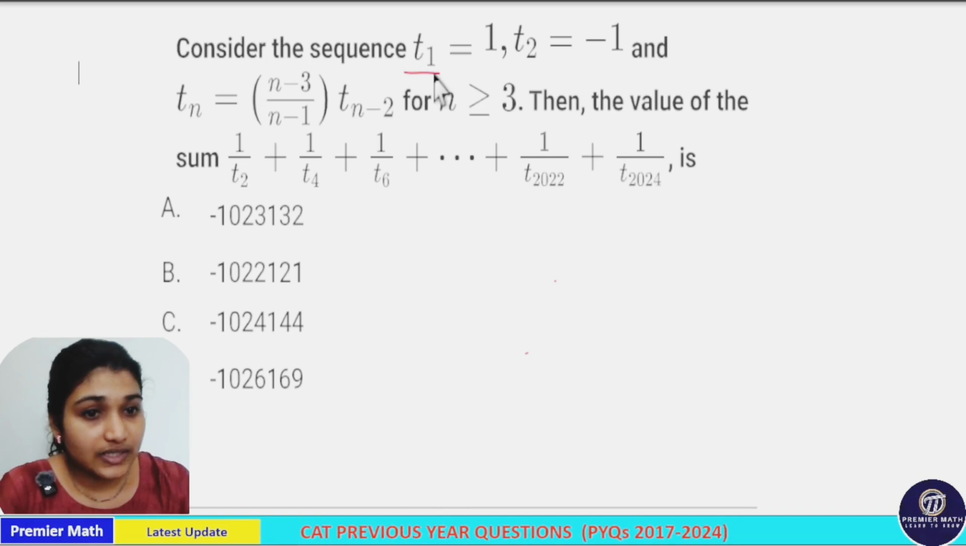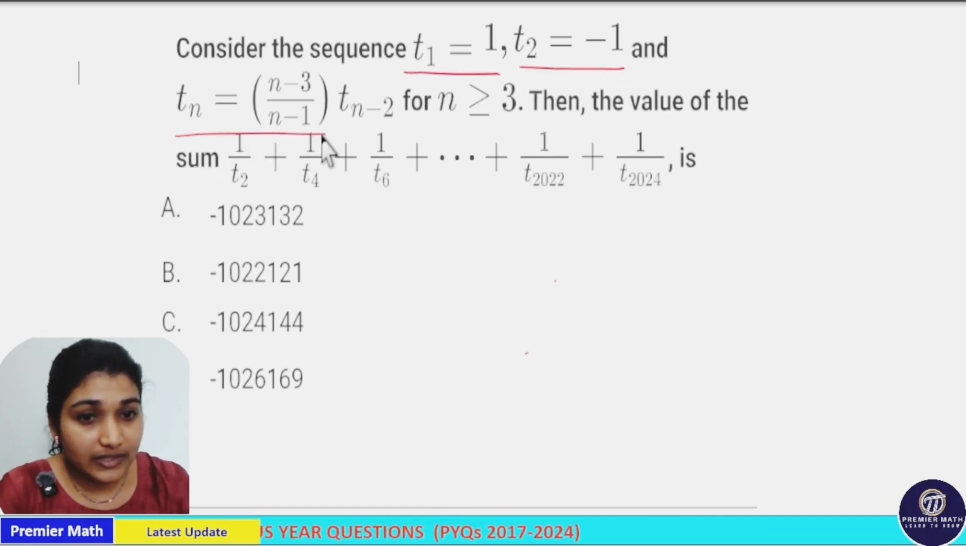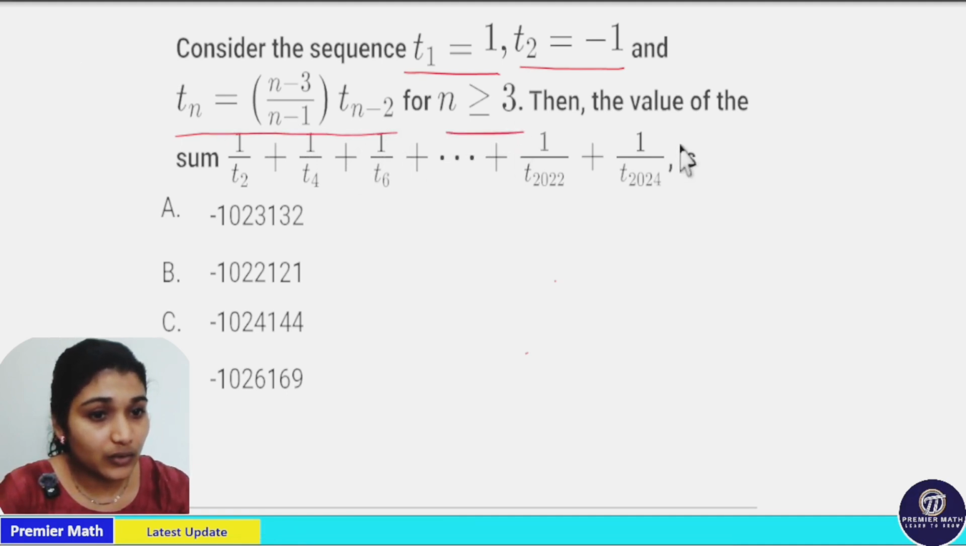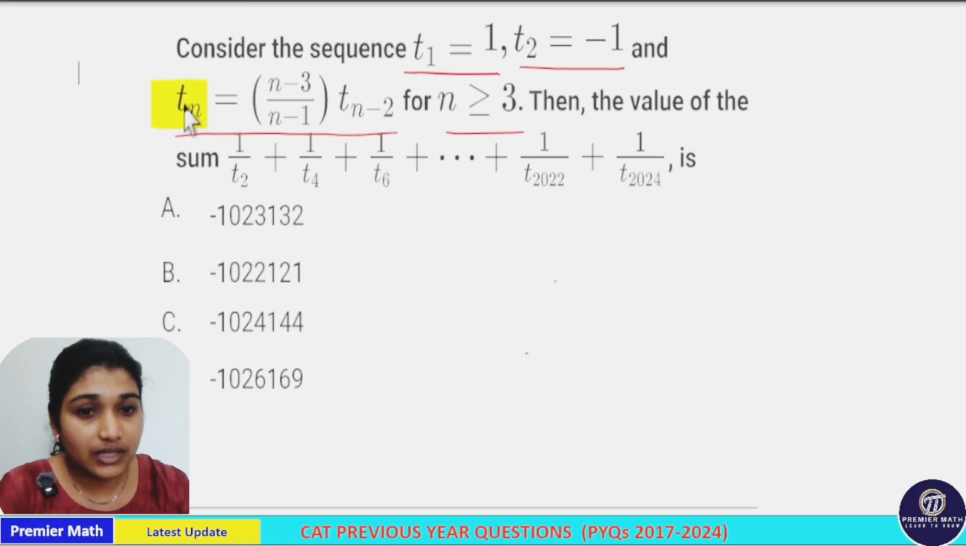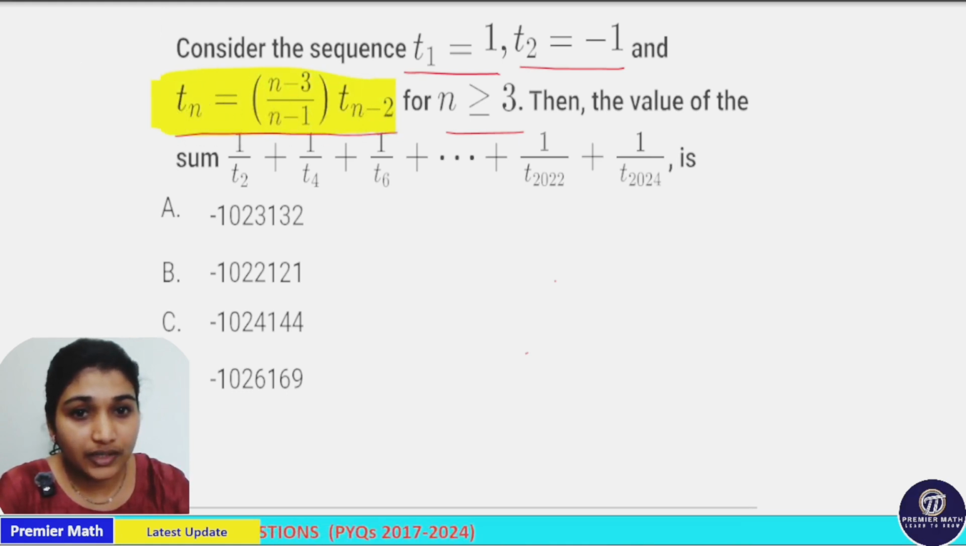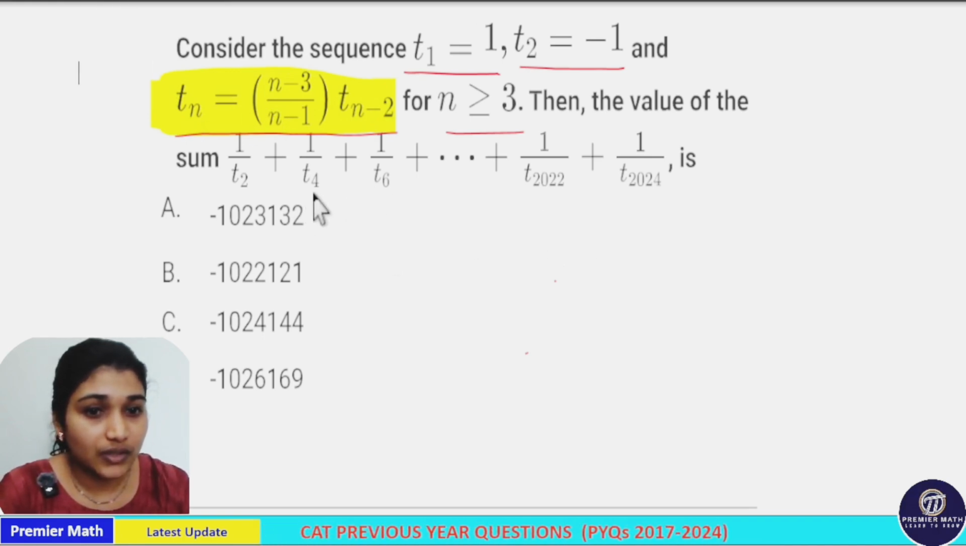Consider the sequence T1 equal to 1, T2 equal to minus 1 and Tn equal to n minus 3 divided by n minus 1 into Tn minus 2, for n greater than or equal to 3. Then the sum of the given series is. Here Tn is given, so we can find the terms from this.